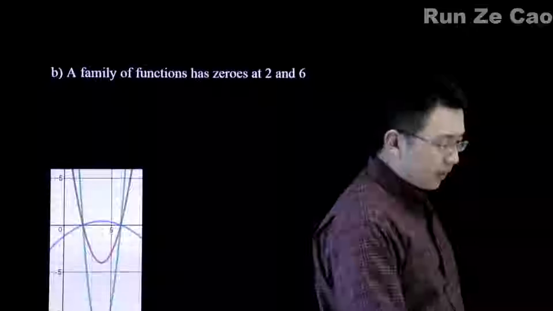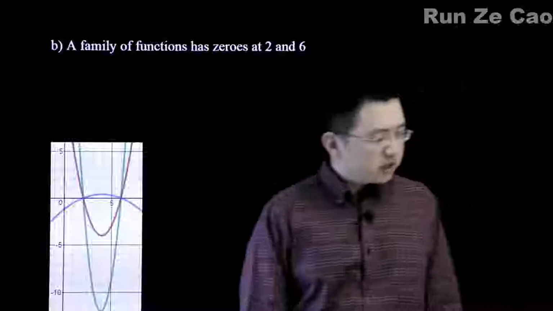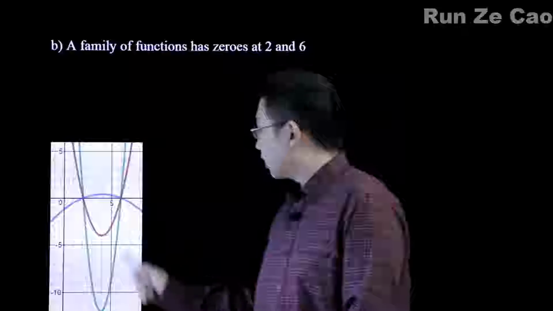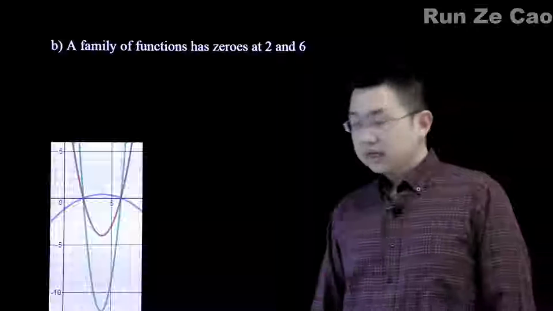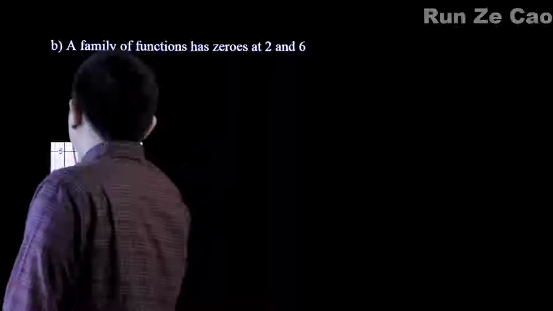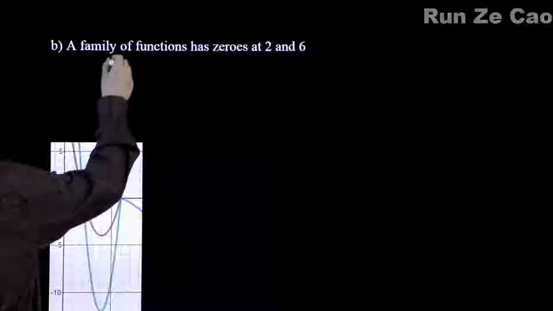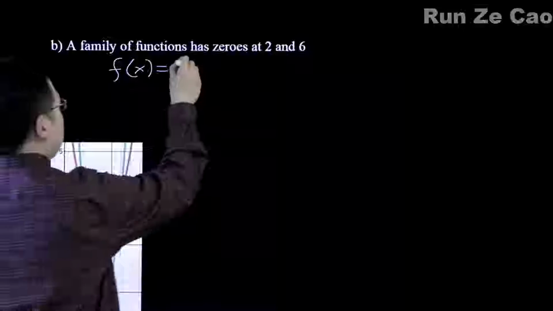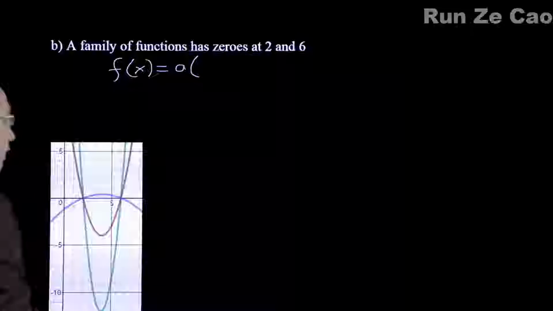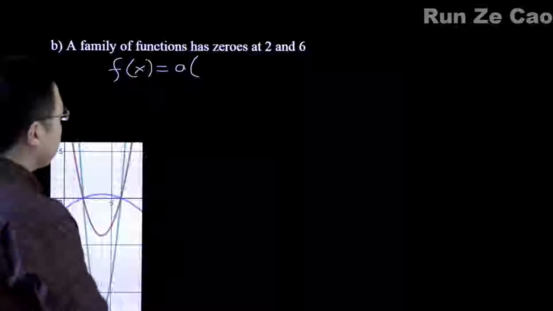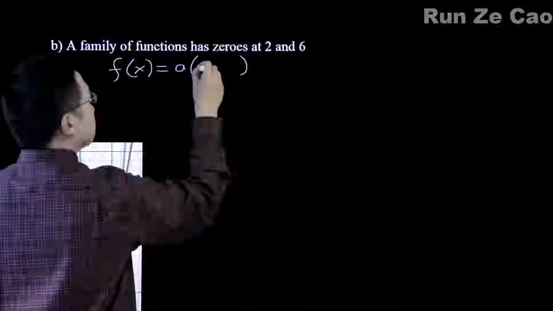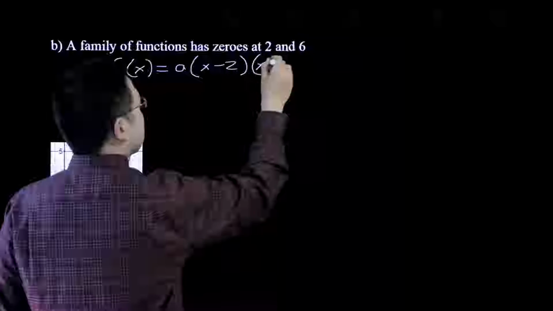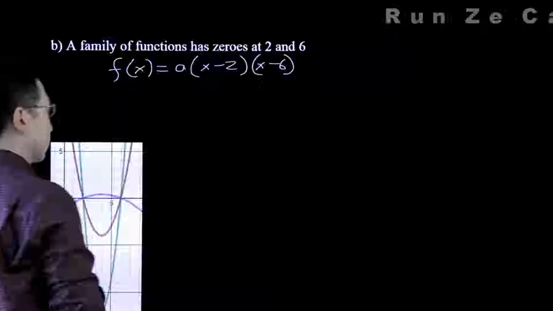Okay. Now, suppose we have a family of functions with zeros at 2 and 6. So 2 and 6 as graphed here. What can we do? Well, we know f(x) equals a times... at x equals 2, this bracket is going to end up being 0. So it's going to be x minus 2. And at x equals 6, this bracket is going to be 0, so x minus 6.